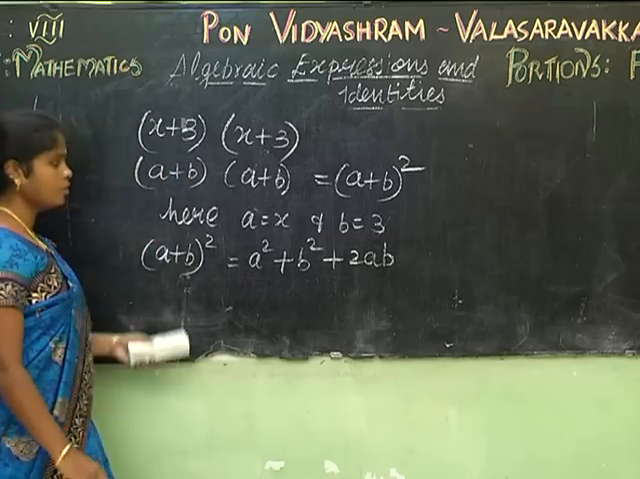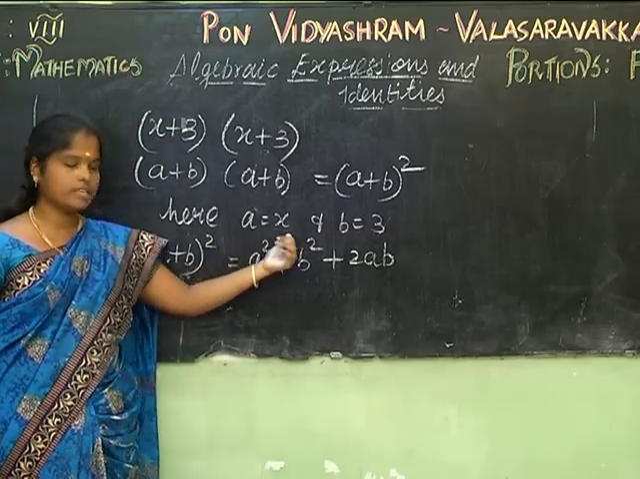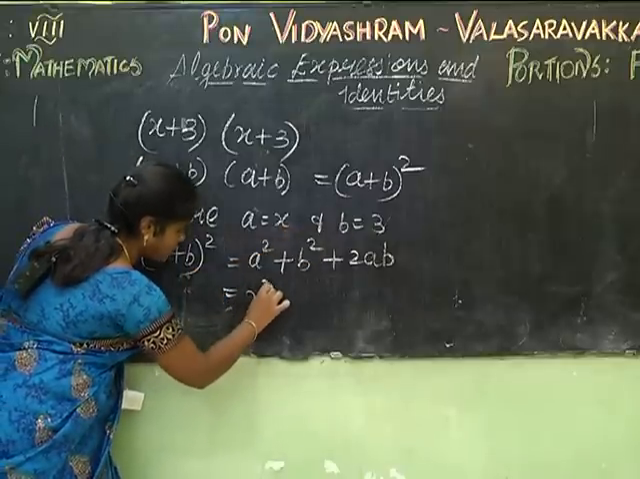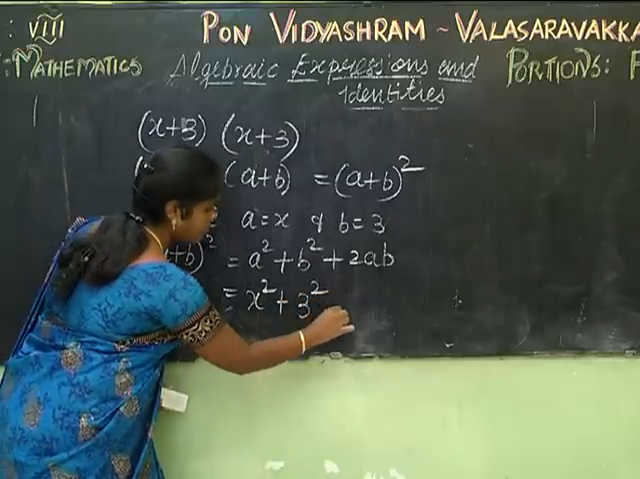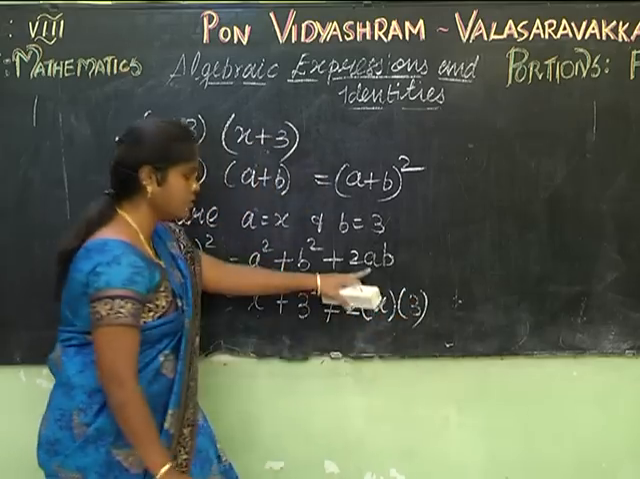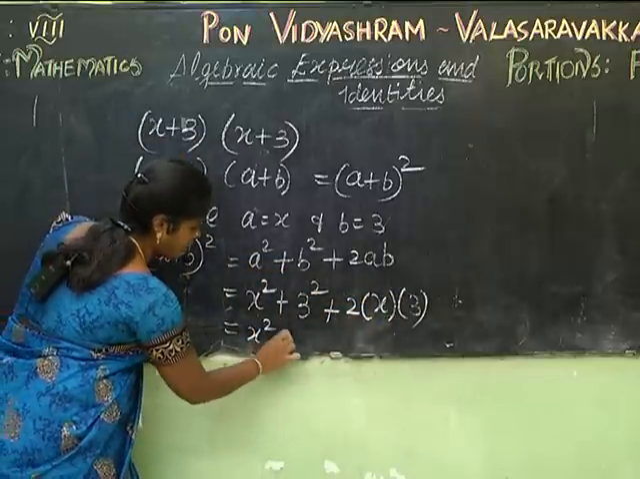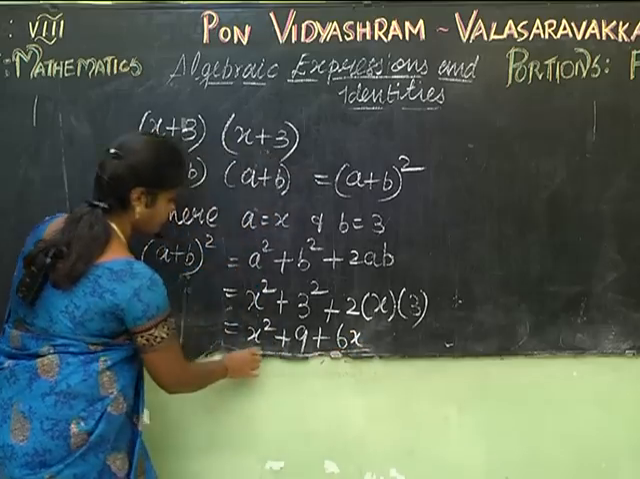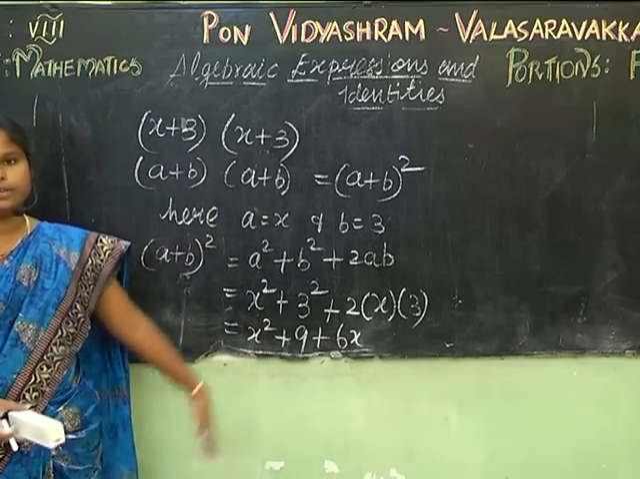Already I have learned how to substitute the value of the variable. Here the value of the variable a is x and b is 3. So a is x, so a square is x square, and b square is 3 square, plus 2 into x into 3. So the answer is x square plus 9 plus 6x. So we found the answer by using the identity.